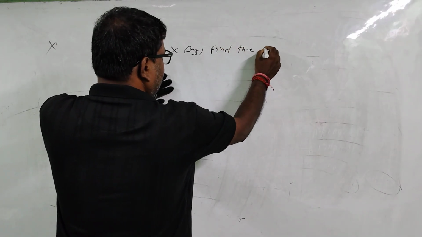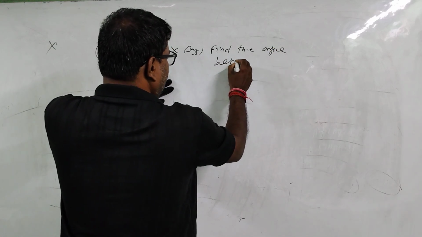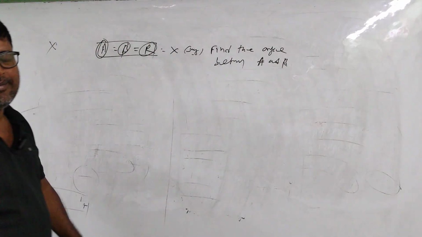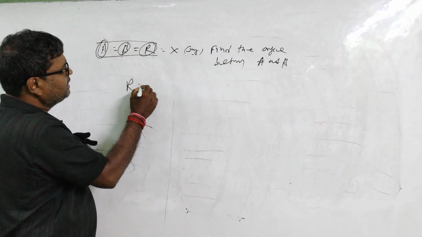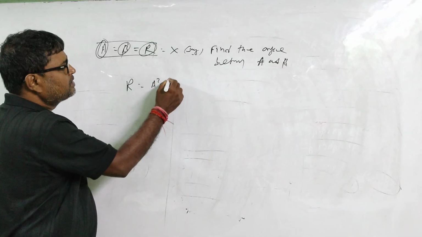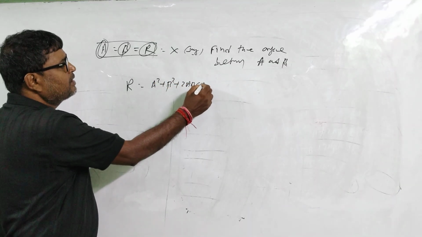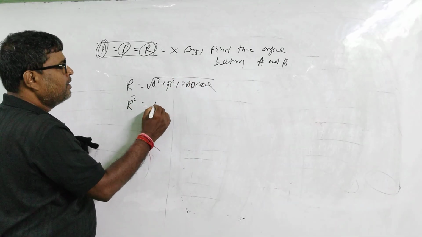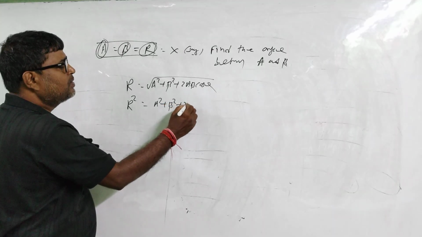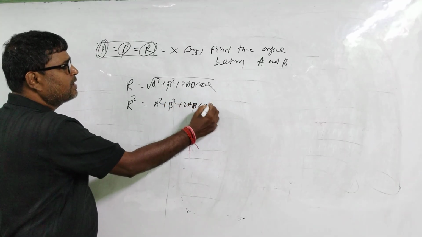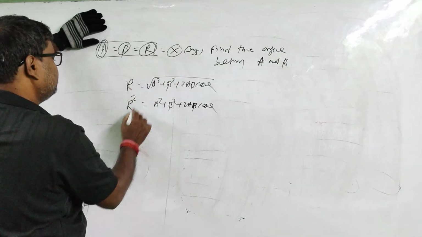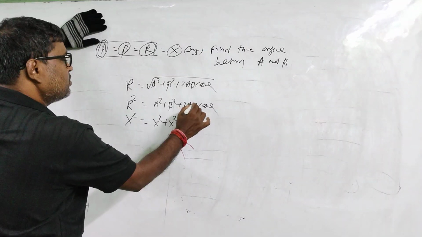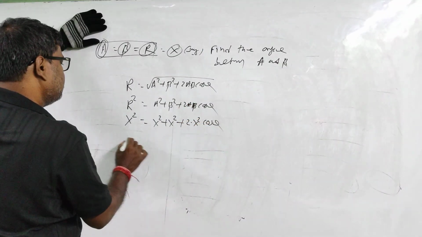The angle between A and B. The simple concept: R equals the square root of A square plus B square plus 2AB cos theta. So all are x: x square, x square, x square, and 2x into x is x square cos theta.